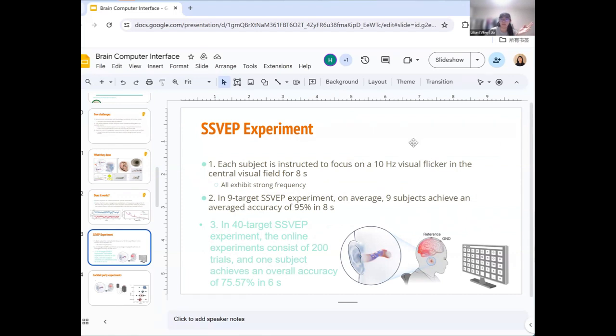And they realized, okay, the strong signal exists between the person's vision and the signal in the computer. So they match. Very good. And then the second round, they used a 9-target SSVEP experiment. And then it had 95% accuracy.